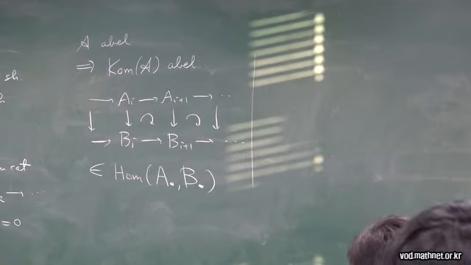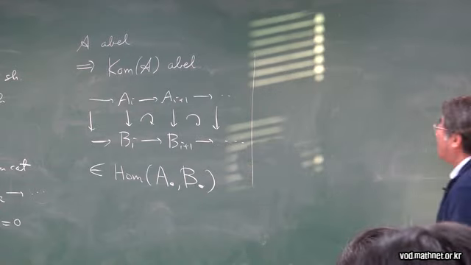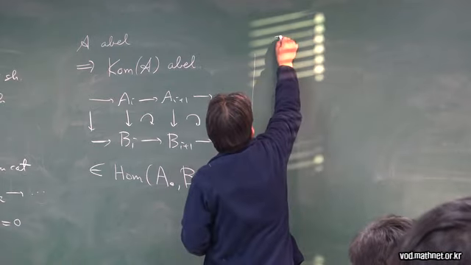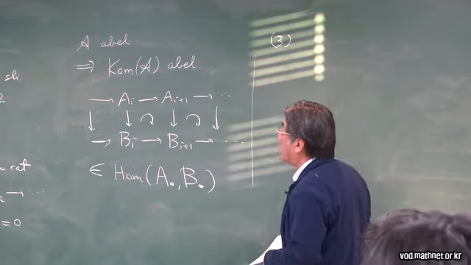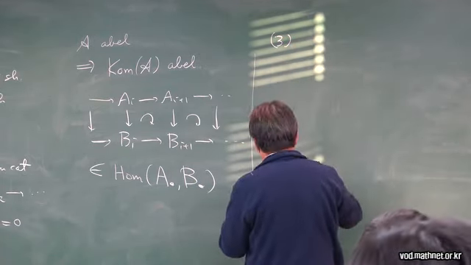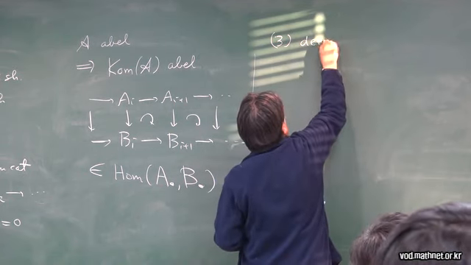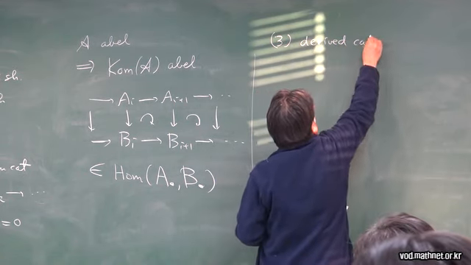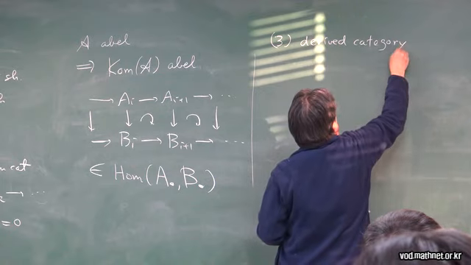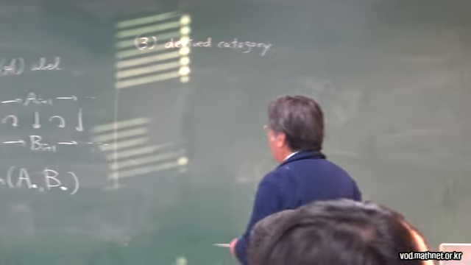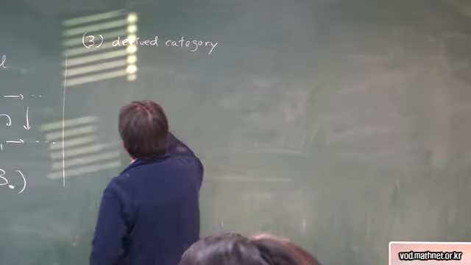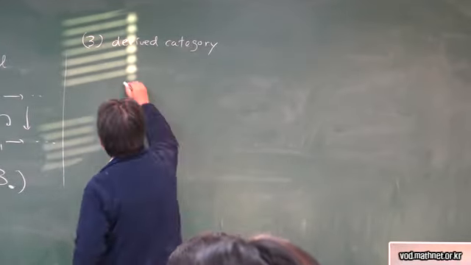Okay, so now the third section is the most important. This is the derived category. The derived category is constructed by localization.